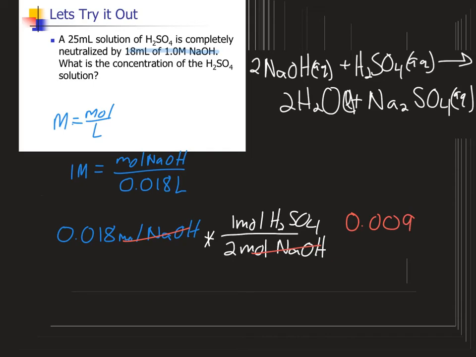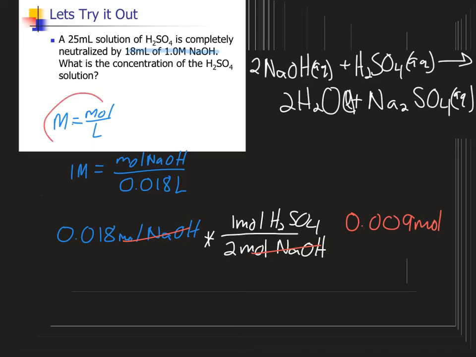And that's because it doesn't take a lot, you're only using small concentrations, which would be normal. And so I now have 0.09 moles. Well, how do I get the concentration?